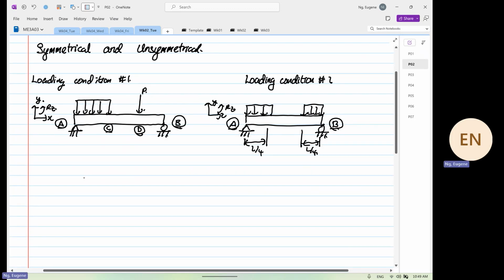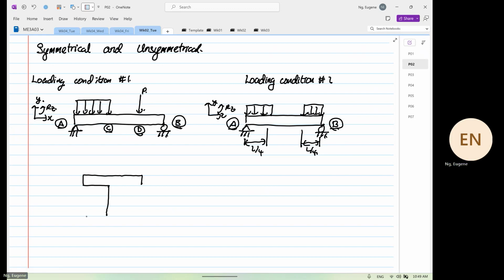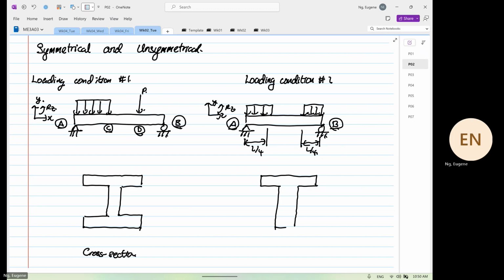And both of them have a structure. This is their cross-section view. Okay, so this is the cross-section. And over the other side, this is the cross-section.